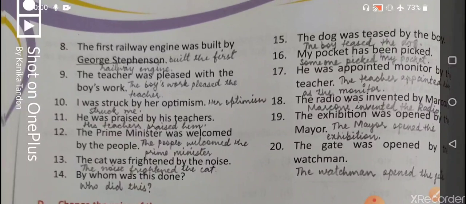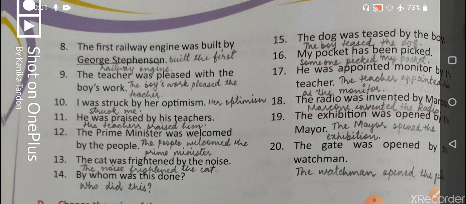The first railway station was built by George Stephenson. So George Stephenson built the first railway station. The teacher was pleased with the boy's work. So the boy's work pleased the teacher. I was struck by her optimism. So her optimism struck me. He was praised by his teacher. So his teacher praised him.